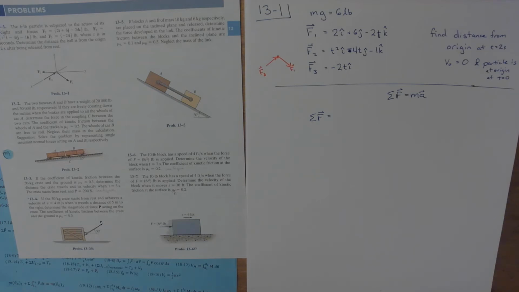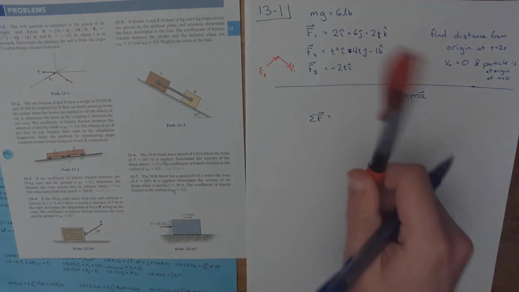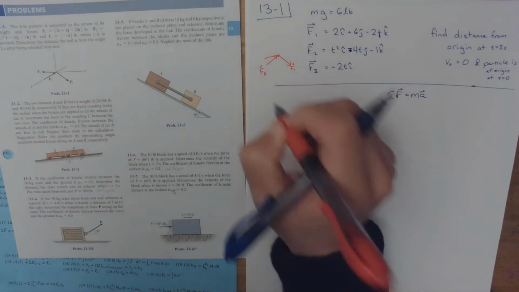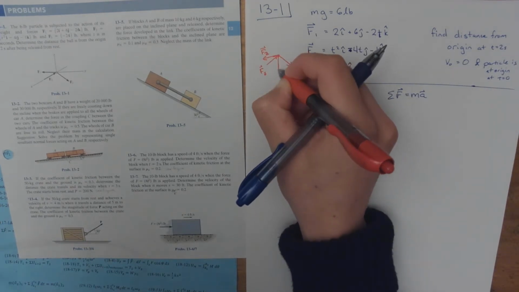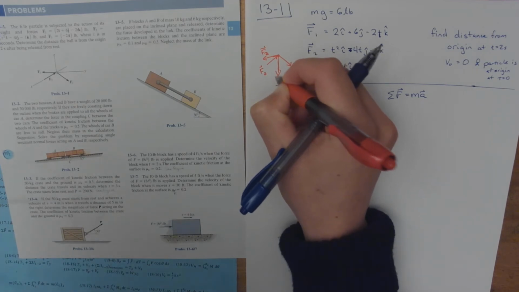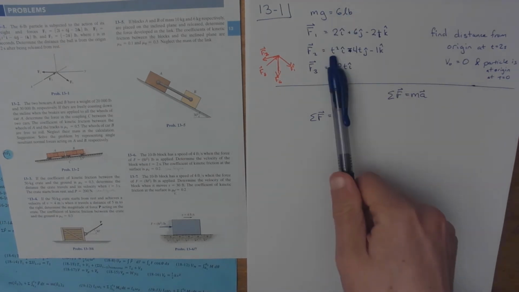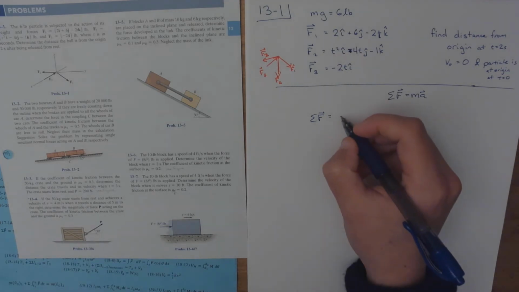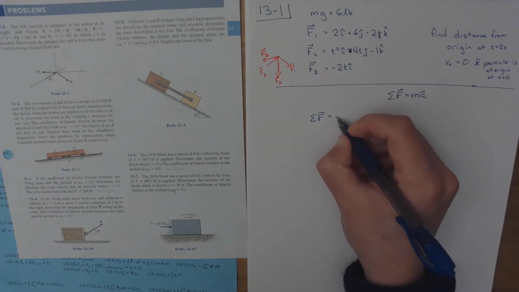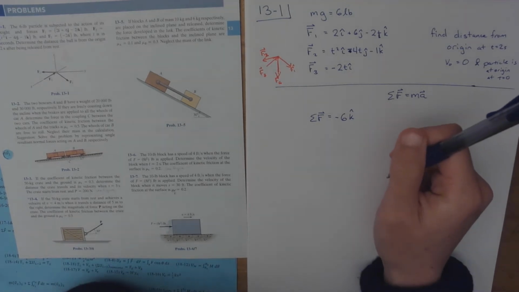And for force 2, they initially show it acting mostly in the y direction, but it looks like it's going to have a little negative k hat component also. So anyways, there we go. The important thing is to show force of gravity acting downwards. Okay, so all the forces are in units of pounds, so let's just leave the units off and say this is minus 6k hat, then add in all the other forces.